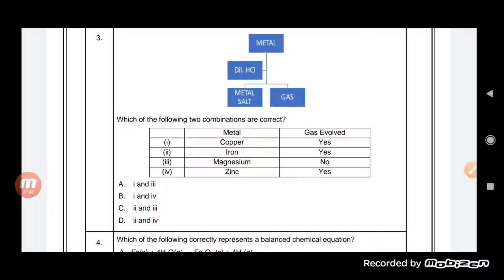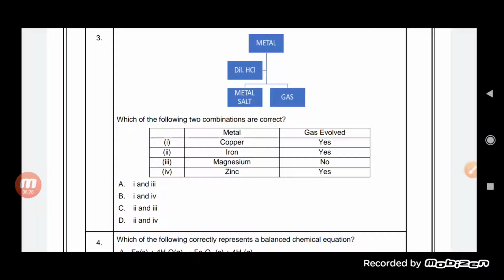Then see the third one. Magnesium, being more reactive, can easily displace hydrogen from HCl, and it will produce hydrogen gas. But here it is said that the gas is not evolved. So obviously this will be the wrong combination, because the gas will be evolved. So the second one is correct, and the first and third are incorrect. The fourth one is zinc. When zinc reacts with dilute hydrochloric acid, there is a formation of zinc chloride, which is a metal salt, and a gas is also evolved along with it, which is hydrogen gas.